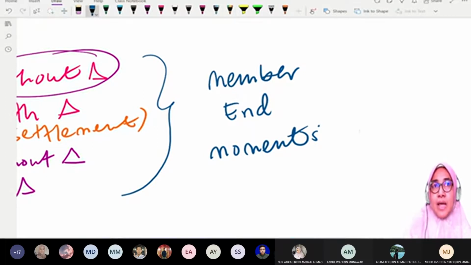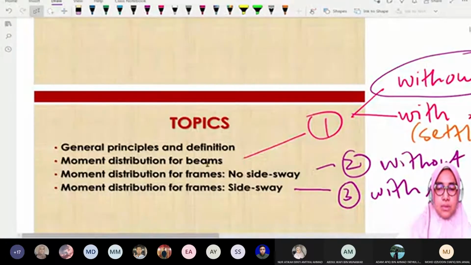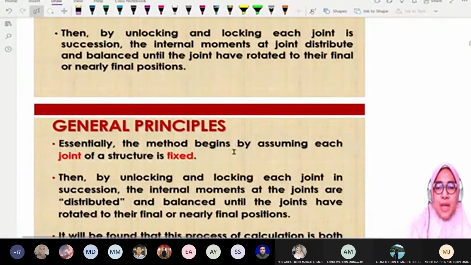That is why I put chapter number 11 just now, because the concept of what member end moment is, or how the member end moment diagram looks like, has been discussed under chapter 11. So how many member end moments do we have if we have three spans in the beam? Okay, something like that. General principle and definition, of course, exactly from the textbook.